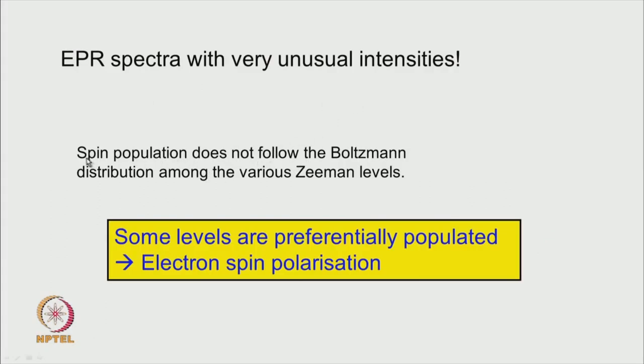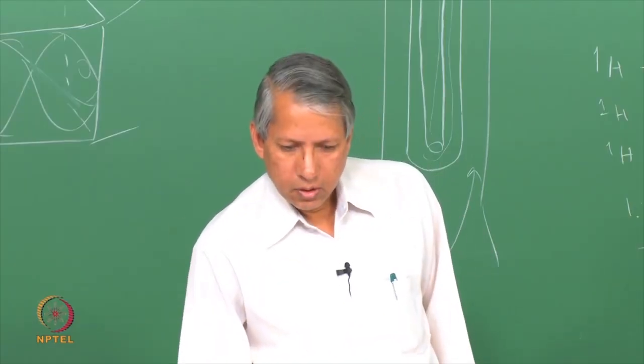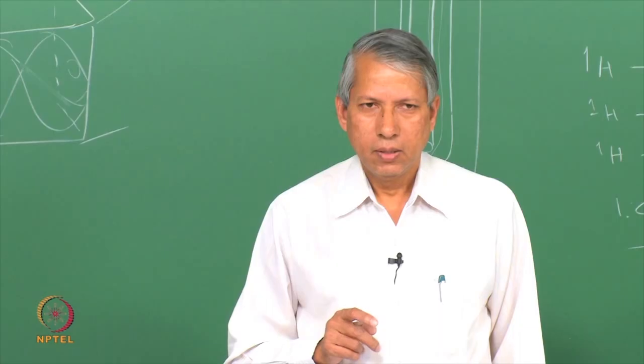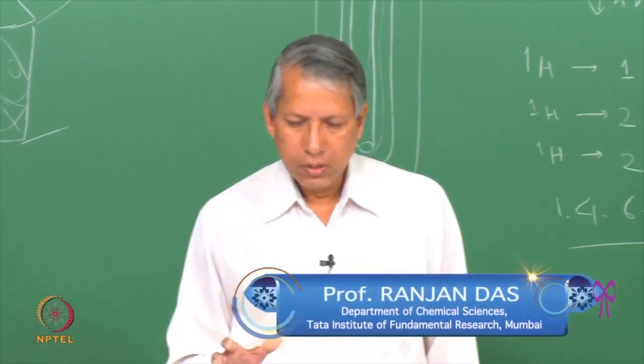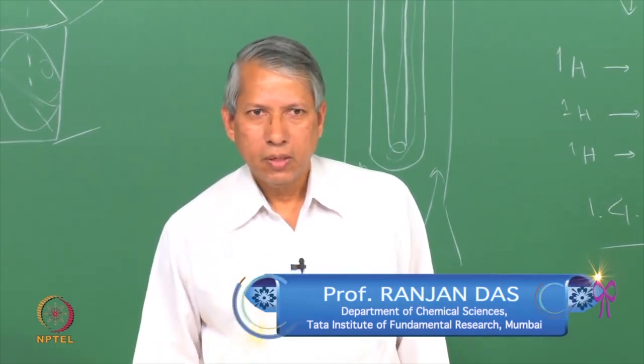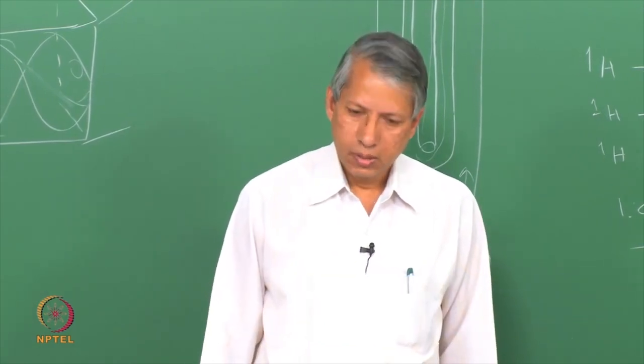It seems therefore that the spin population does not follow the Boltzmann distribution. The Boltzmann distribution ensures the lower levels are more populated than the higher levels, but here things are quite different. So this set of information one can get in an experiment of this kind, and this phenomenon is called electron spin polarization. Right now we simply learn that it is possible to detect such a phenomenon, and why it is so will involve further discussion, which we will take up in a subsequent lecture.